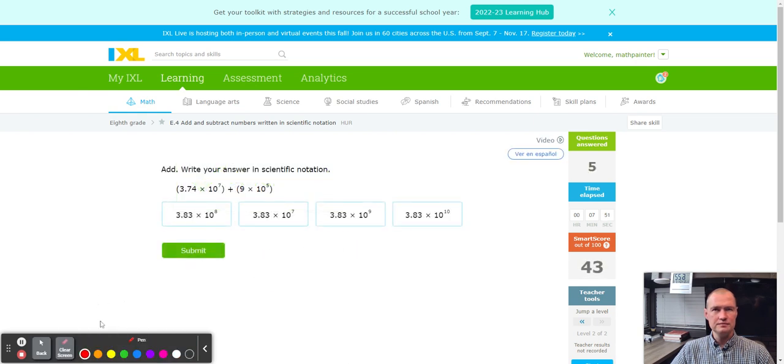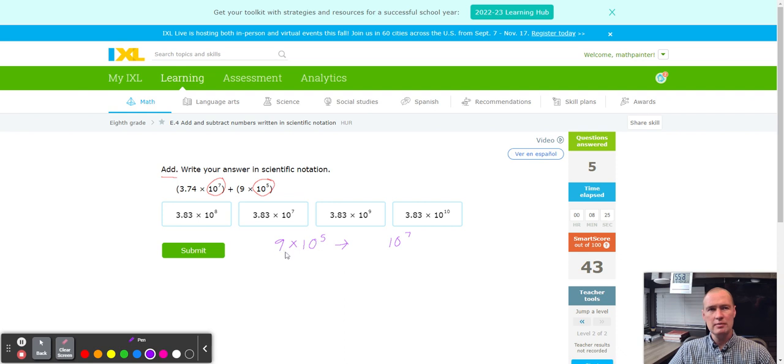All right, next up, we're going to add. Exponent check: 10 to the 7th and 10 to the 5th. They don't match, so we've got to start with making them match with the exponent. Let's take the lower one first and work on it. I've got 9 times 10 to the 5th power. I want to make this to the 7th power. See how we got 10 to the 7th on the first one? I want to match that 10 to the 7th.